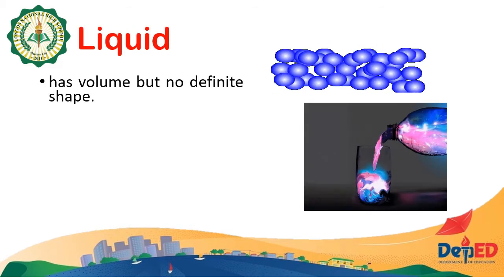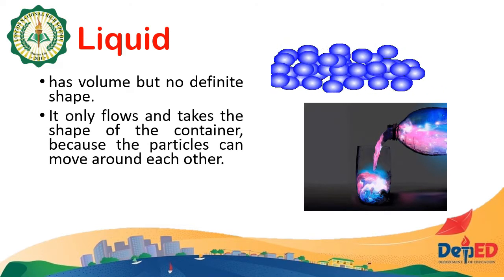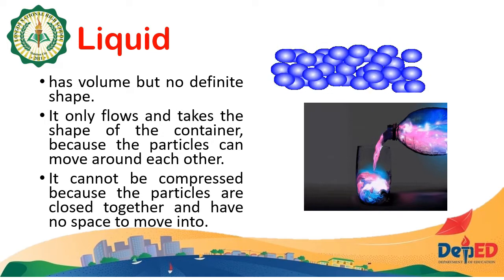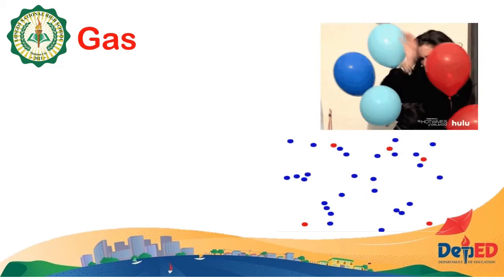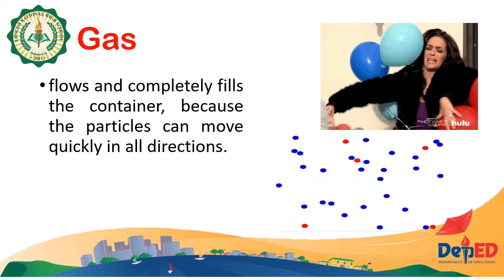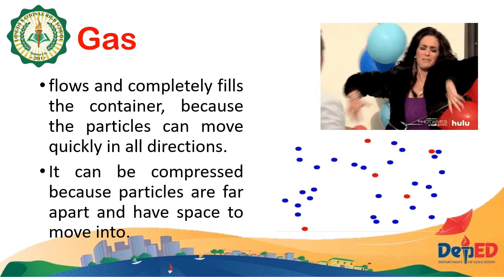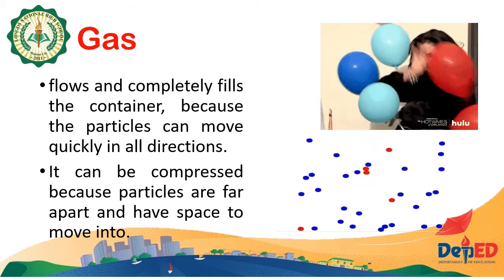Liquid has volume but no definite shape. It flows and takes the shape of the container because the particles can move around each other. It cannot be compressed because the particles are close together and have no space to move into. The gas flows and completely fills the container because the particles can move quickly in all directions. It can be compressed because particles are far apart and have space to move into.